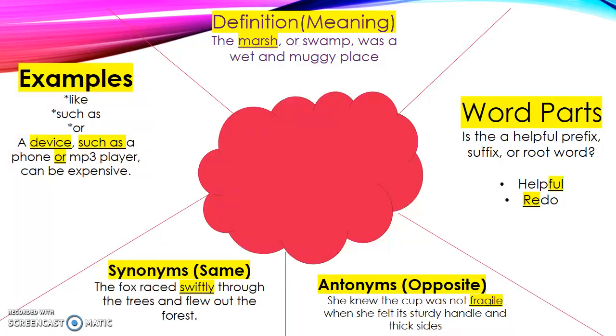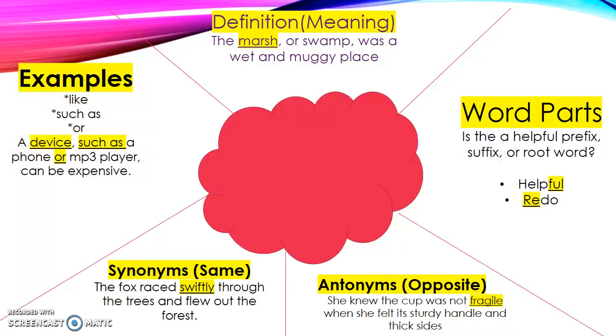Okay, basically, I can look at my sentence and I can understand that swiftly means to go really fast, or in another word, we can connect it to flew, which means gotta get out of there fast, going really, really fast. But the word that we want to use is either raced or flew. Both kind of indicate how the fox got out of the forest. All right. And lastly, we can do examples.